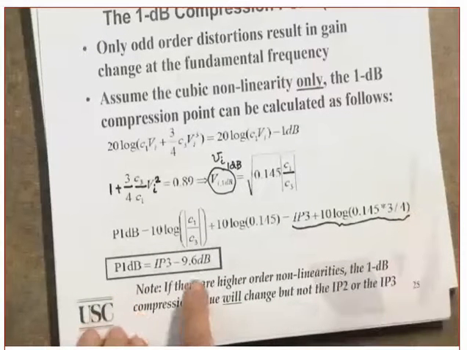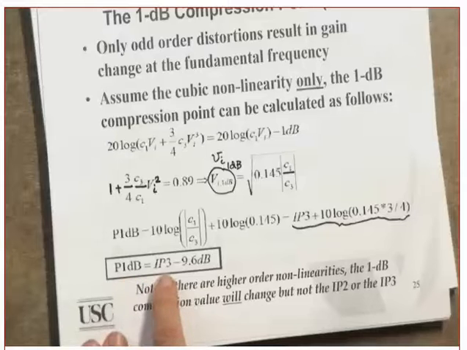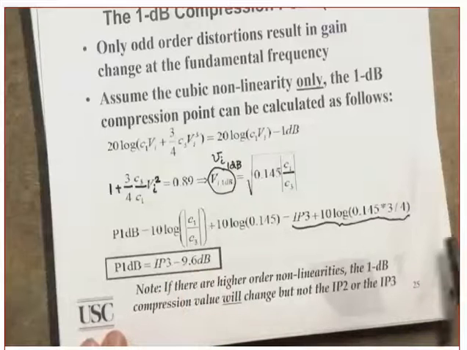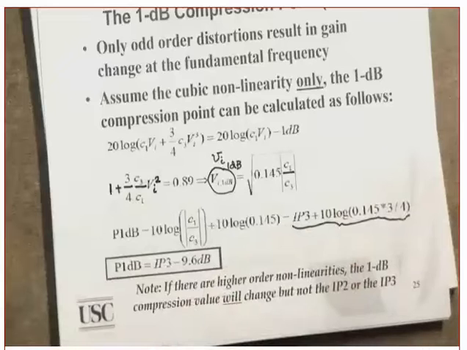Cannot hear you. This is what I get. P1 dB, which is the 1 dB compression power, is equal to IIP3 minus 9.6 dB. What does that tell you? It tells you roughly, the IIP3 is 10 dB more than the compression point, which means what? Roughly, which means what?